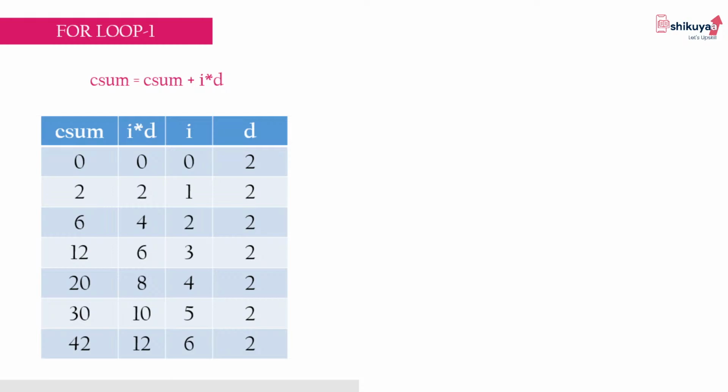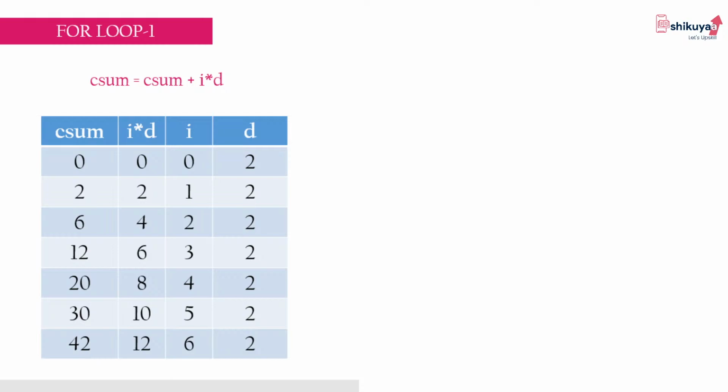That is, x plus 2 has become 2. Next, when i becomes 2, the difference is 2 itself. 2 into 2 becomes 4. So 4 plus the initial sum 2, that is, csum is 2 plus 4. That becomes 6. In this way, we have incremented i from 1 to 6. Correct? 1 to 6. And finally we have got the sum as 42.